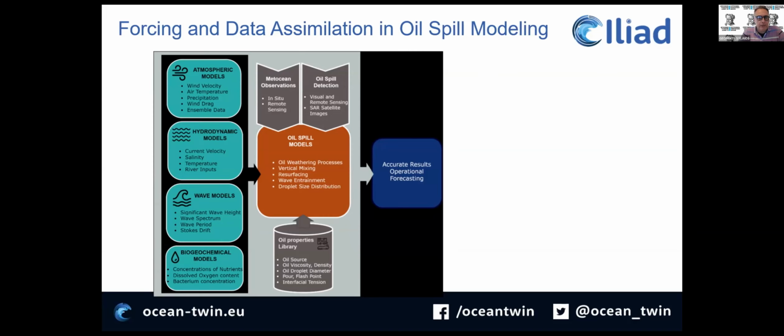And we have, of course, to consider the oil type from existing oil libraries, and utilize all this data in combination with remote sensing in order to detect the presence of oil spills, and a series of algorithms which automatically detect the oil spills. We assume that at the end we will have accurate results in operational forecasting.